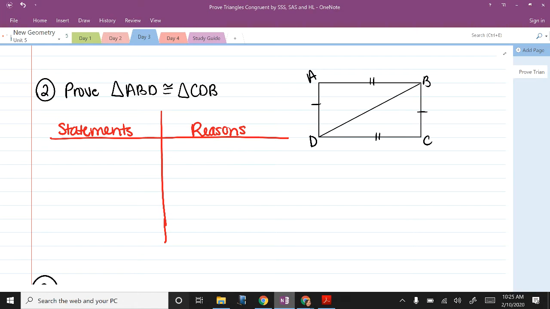What do y'all think we can write down for our given? Not angles. Okay, give me one. Segment AB is congruent to segment DC, right? Something else?